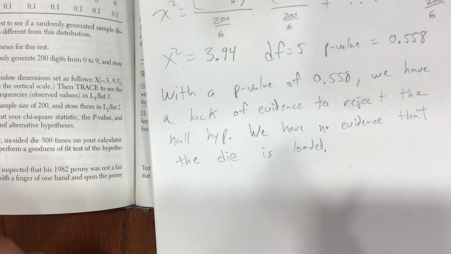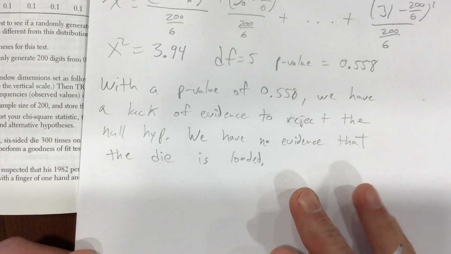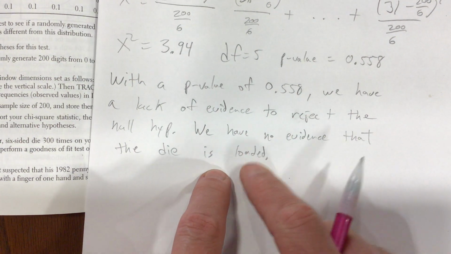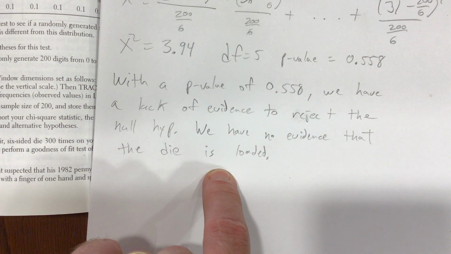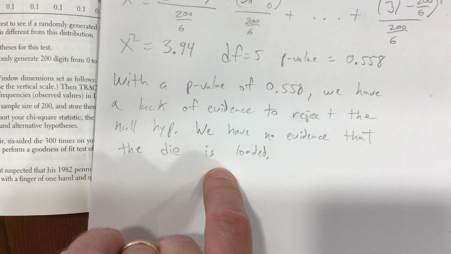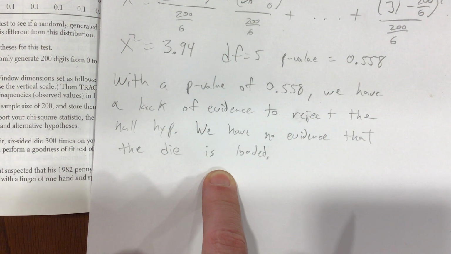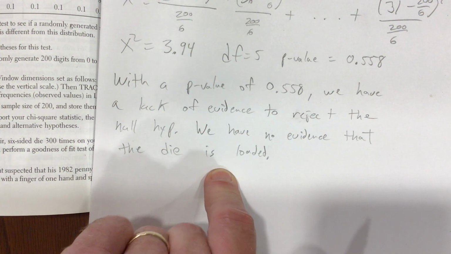All right, now I've written an answer that makes sense to someone who doesn't know statistics. Okay, so just want to point that out because some of you still like to just write about the null hypothesis, and there's nothing wrong with that. It's just you at some point have to talk about what does this mean in context of the problem, right? Somebody who doesn't understand statistics should be able to read the conclusion and go, oh, okay, the die isn't loaded, right?